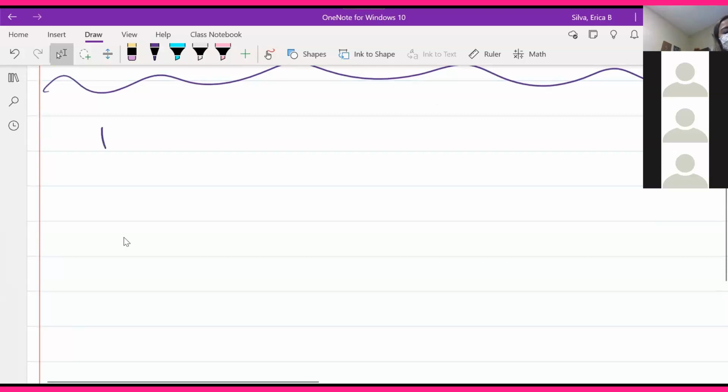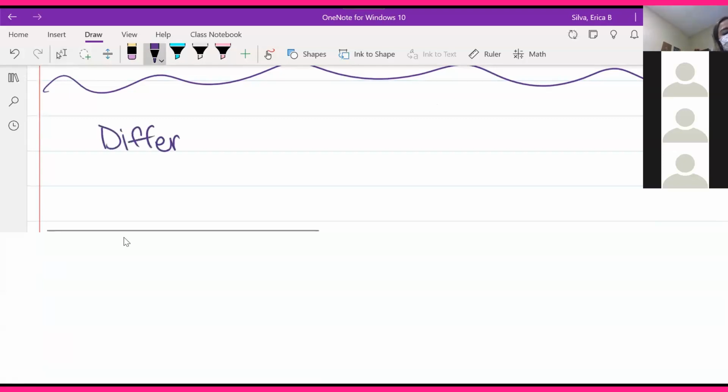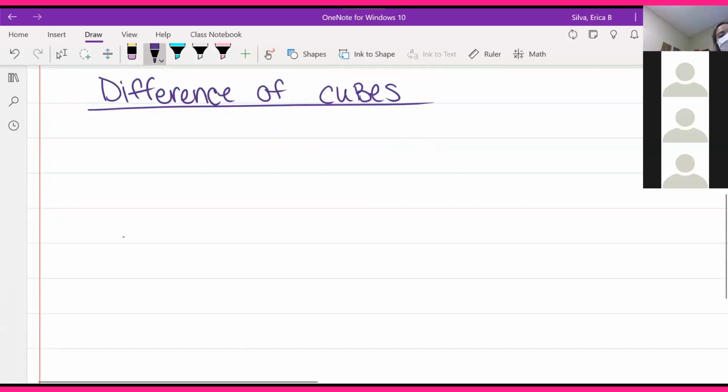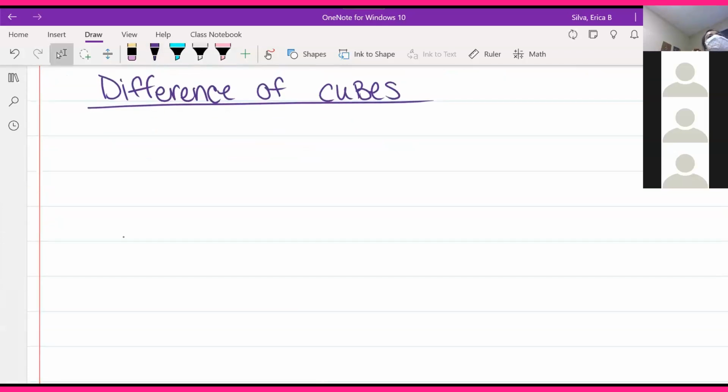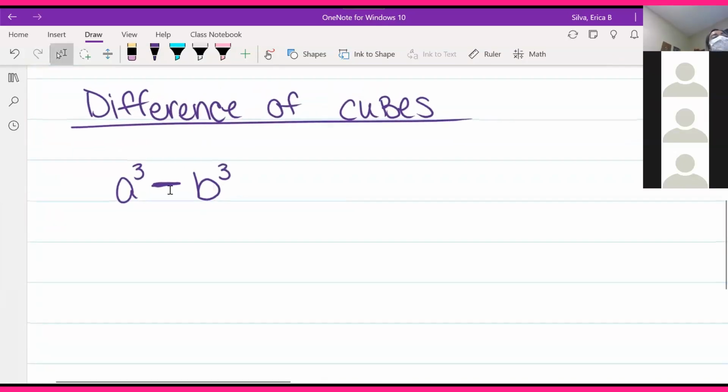All right, the two formulas that we'll be using are the difference of cubes. That's the first one. Now, when you see the word difference, what does difference mean? Are we adding or subtracting? We're subtracting. So we know we're going to subtract two terms that are cubed. If your expression looks like this, then we can use the difference of cubes.